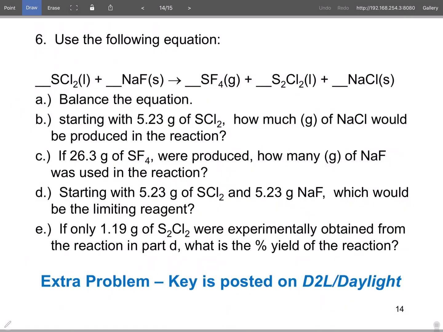Okay, the next one, this is an extra problem. The key is posted on D2L Daylight, which is switched to Bright Space. It's the name du jour. So this whole thing is worked. Notice we have balanced the equation. This is a simple stoichiometry right here. This is a simple stoichiometry. This is a limiting reagent. When you start with two amounts of the reactants, both separate reactants, it's a limiting reagent. This is a percent yield.